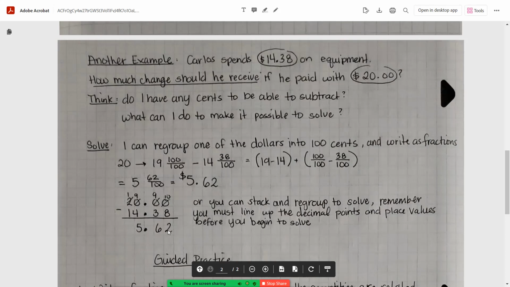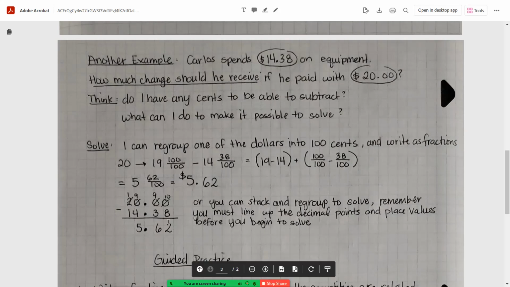So now I can do 10 minus 8 is 2. 9 minus 3 is 6. My decimal point is already in place. 9 minus 4 is 5. And then 1 minus 1 was nothing. So again, make sure you're stacking in place value order. That's the most important thing whenever you're working with numbers. If you're doing any kind of operation, they need to be in place value order so that your answer is correct.